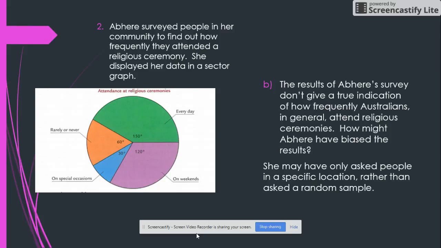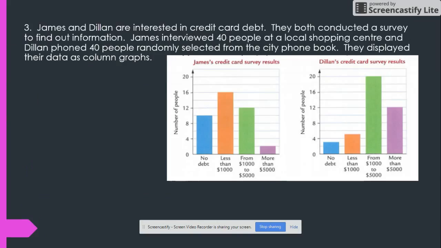It's very important that, because she asked people in her community, that you do a random sample. So it's a really true reflection. So that's your answer there. She may have only asked people in a specific location rather than asked a random sample.